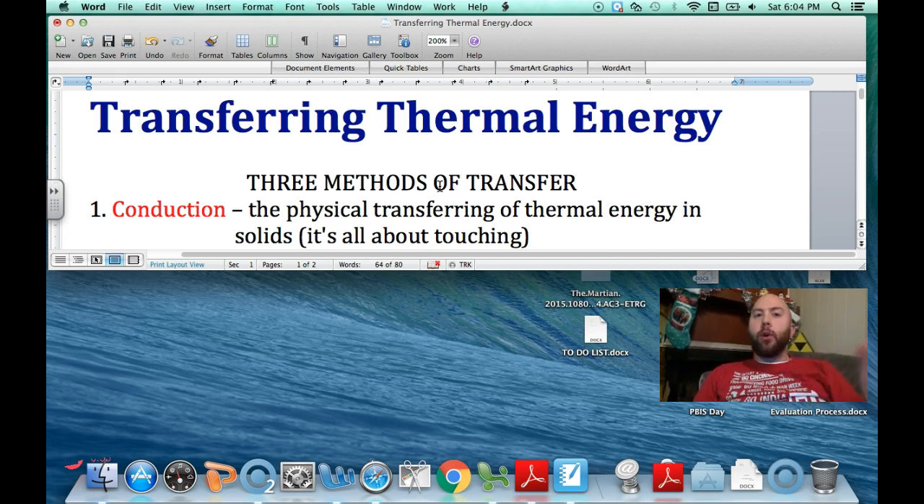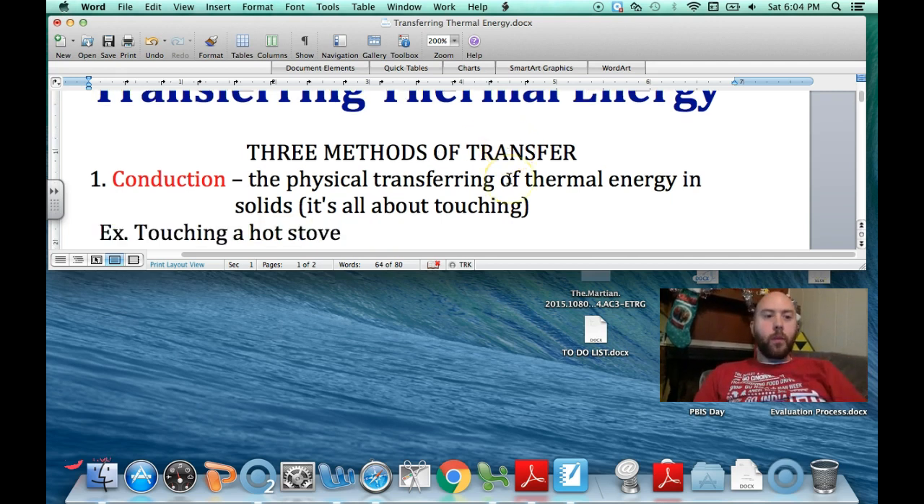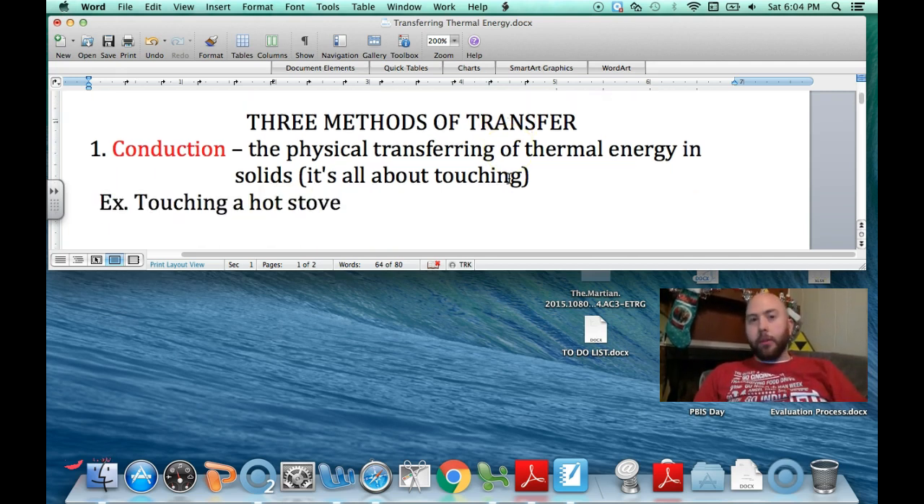So this is, for example, if you put your hand on a hot stove, if you hold an ice cube in your hand, if you feel someone's forehead to see if they're sick. This is conduction. It is physical contact between two solids. Another example, touching hot soap.